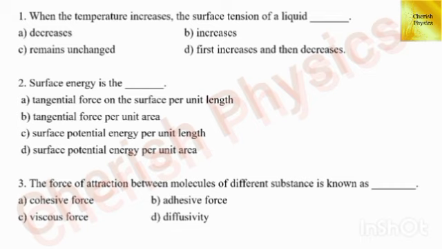When the temperature increases, the surface tension of a liquid dash. The answer is the surface tension of a liquid decreases. Surface energy is the dash. The answer is surface energy is the surface potential energy per unit area.